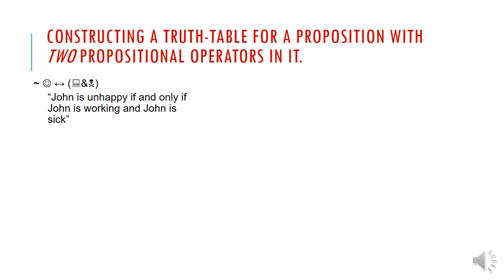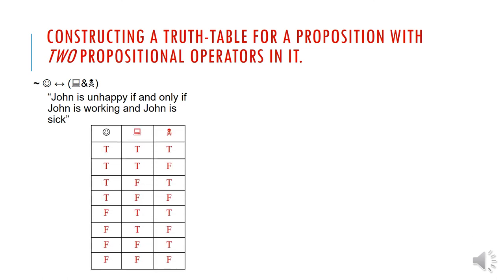Let's try it again. Here we have just one proposition, but this one proposition has many operators. And we see, based on the smiley face, the computer screen, and the skull and crossbones, that there are three simple propositions within this complex proposition. John is unhappy if and only if John is working and John is sick. We see that John is happy is a simple proposition. John is working is a simple proposition. And John is sick is a simple proposition.